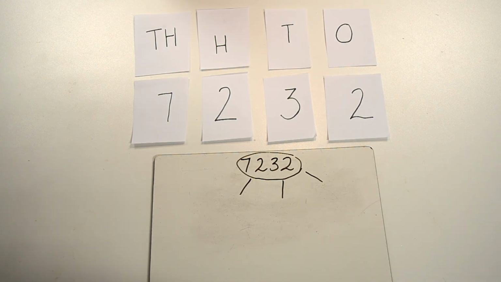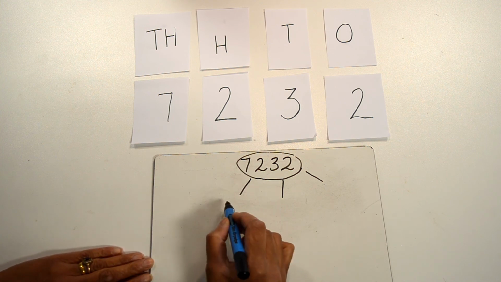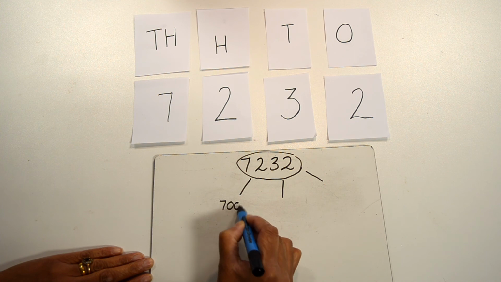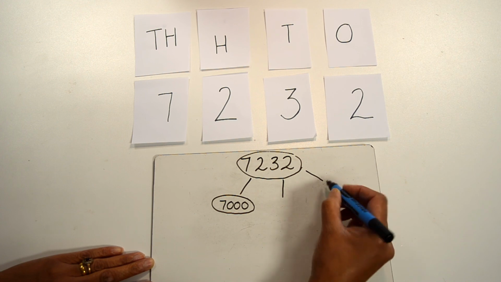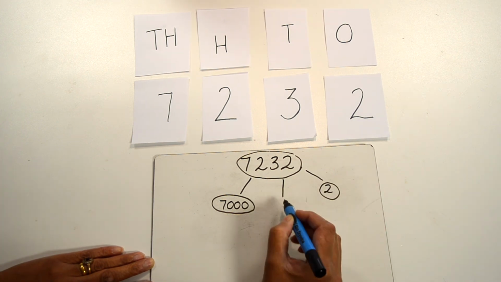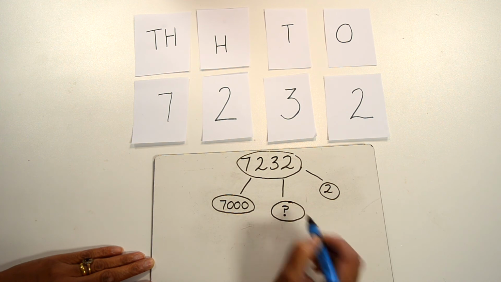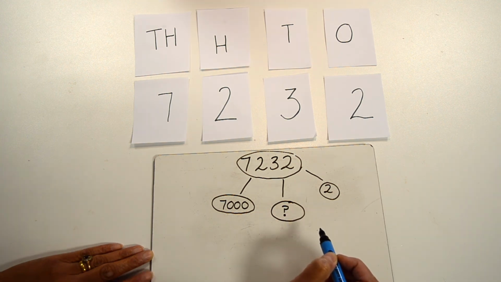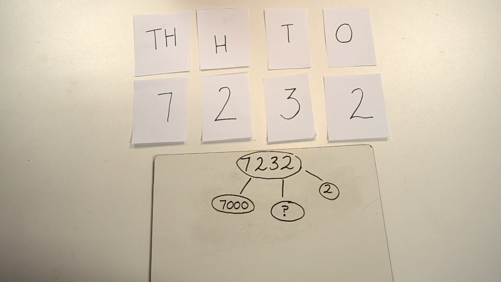Okay, let's try another one. Still keep sticking to the same number, 7,232. Just closely have a look at what's happening now. So we have our 7,000, we have our 2, and we have another missing part. Just going to give you a moment to have a think about what part of this number is missing. What do we already know? What do we need to find out?